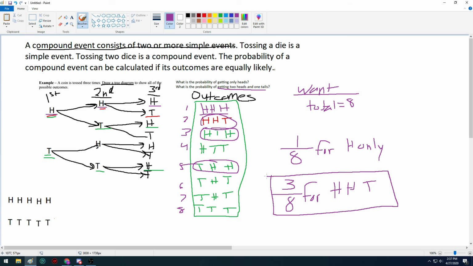And if you can simplify them, please simplify them. But if you leave it in fraction form, that's perfectly okay with me. So that's how you do a compound event for outcomes of probability.